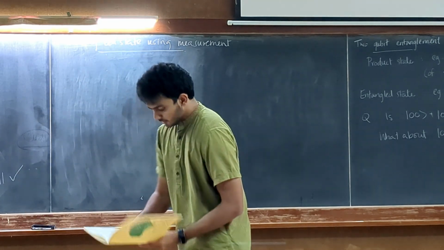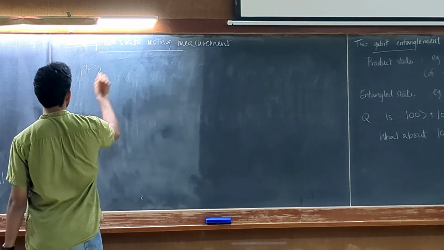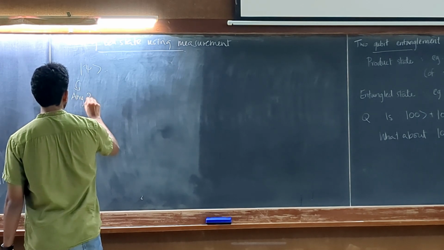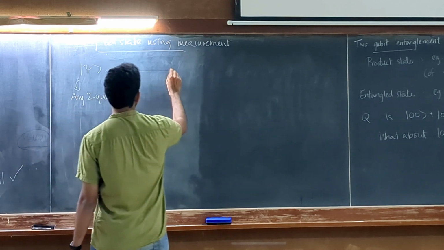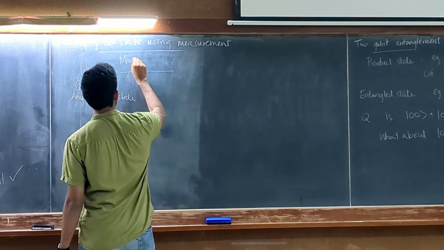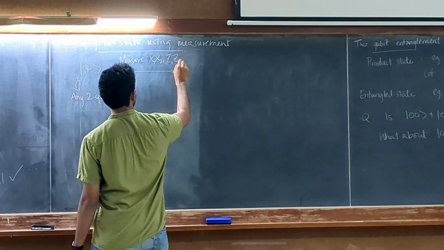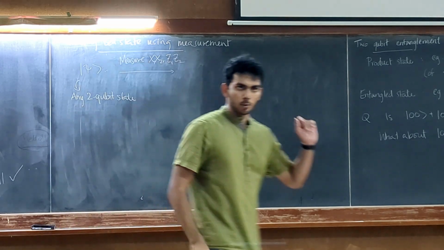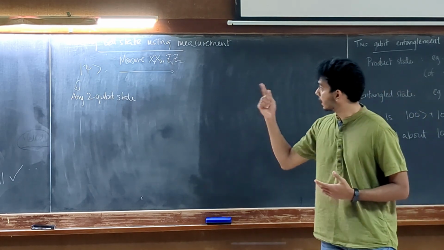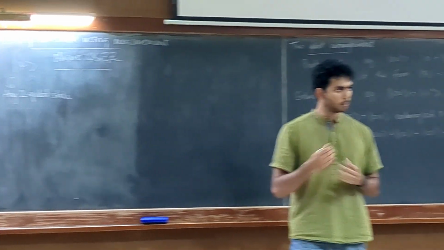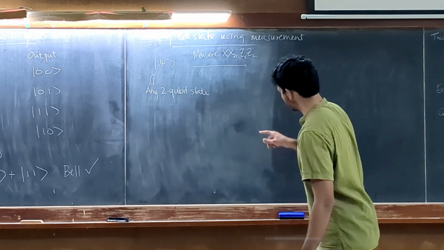Okay? So the way to create a Bell state using measurement is to start from a generic two-qubit state and measure the following operators. These two operators. So you measure X1X2 and Z1Z2 at the same time. And we can measure these two operators simultaneously because they commute. Commuting operators can be measured simultaneously.